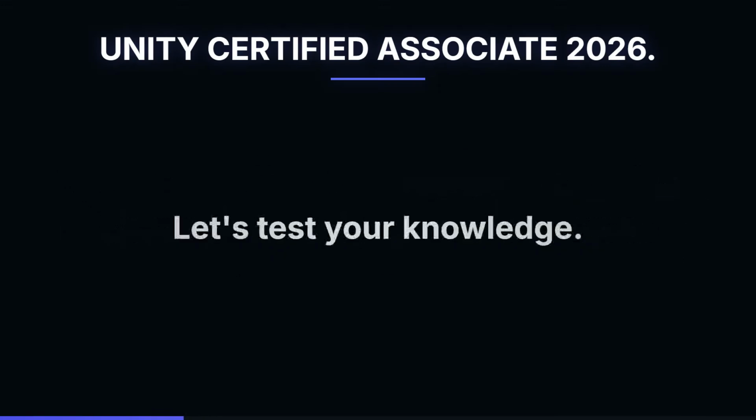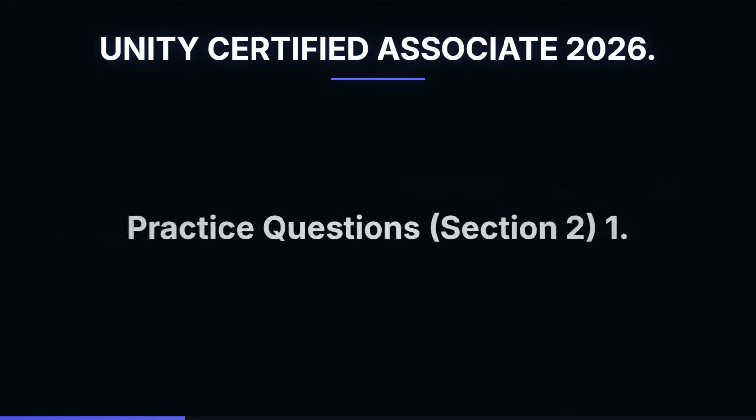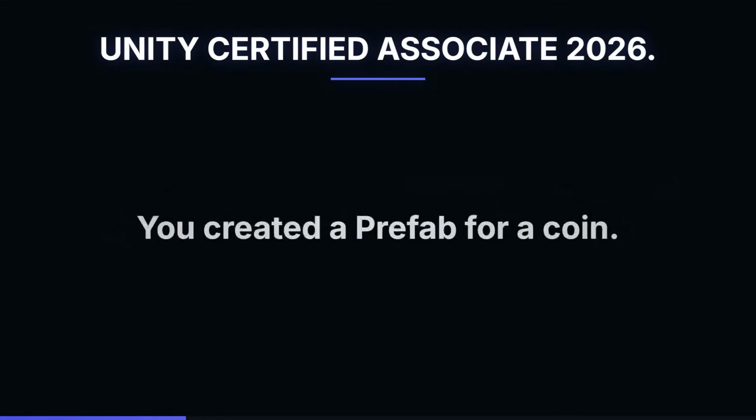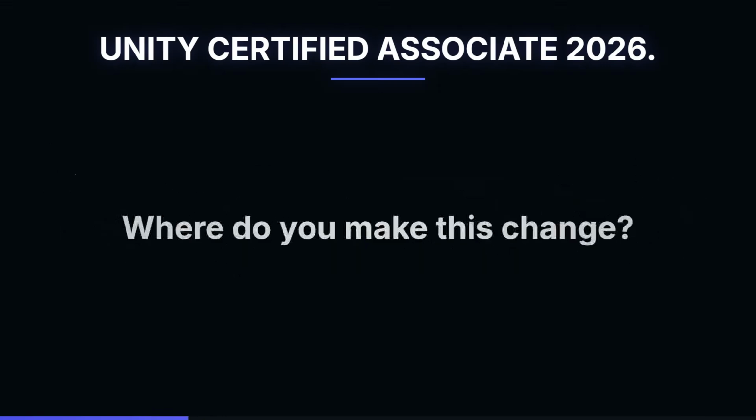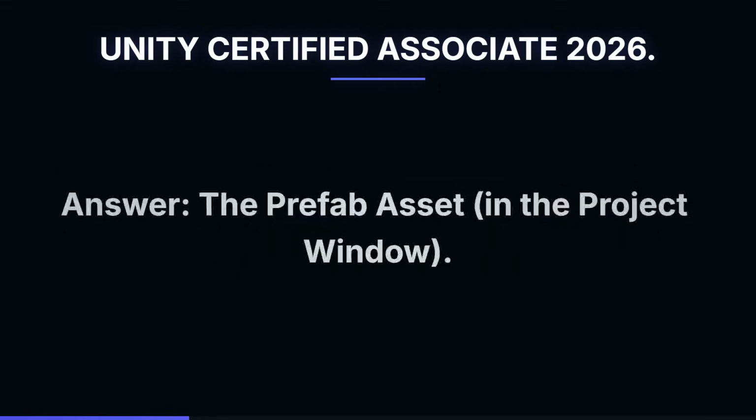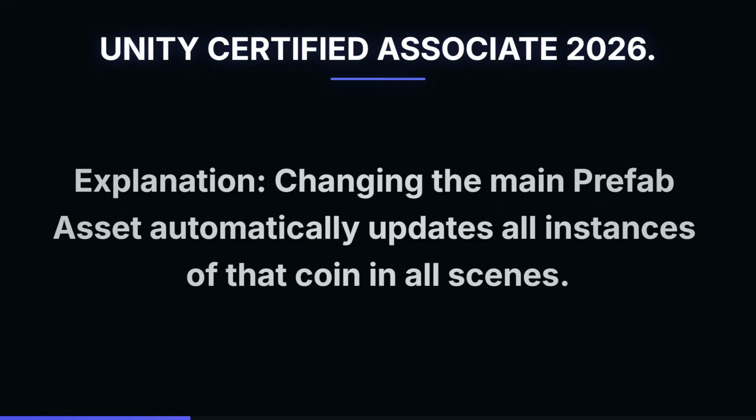Let's test your knowledge. Practice questions, Section 2. 1. You created a prefab for a coin. You want to change the color of every coin in the game to gold. Where do you make this change? Answer: the prefab asset, in the project window. Explanation: changing the main prefab asset automatically updates all instances of that coin in all scenes.